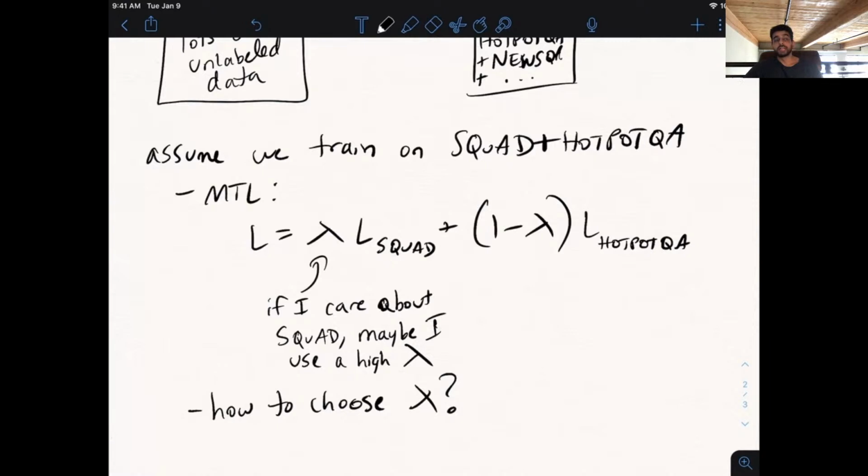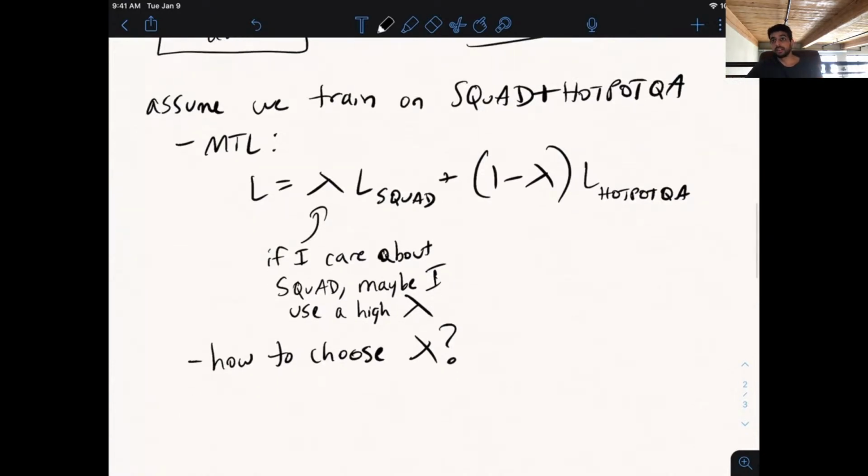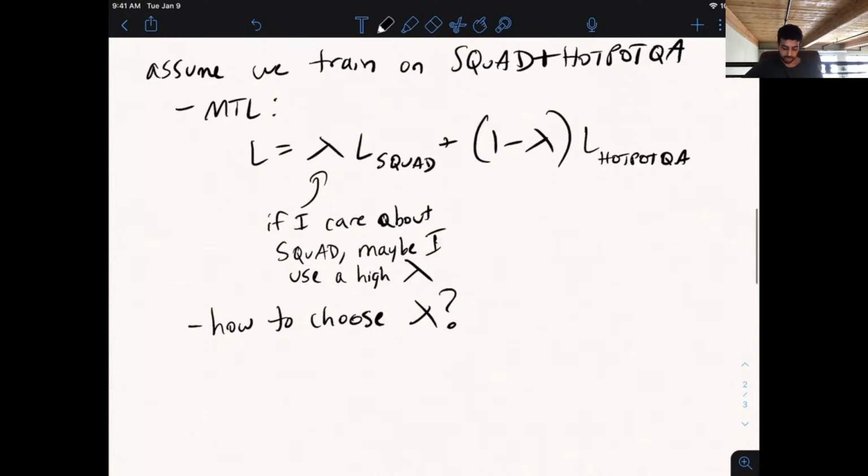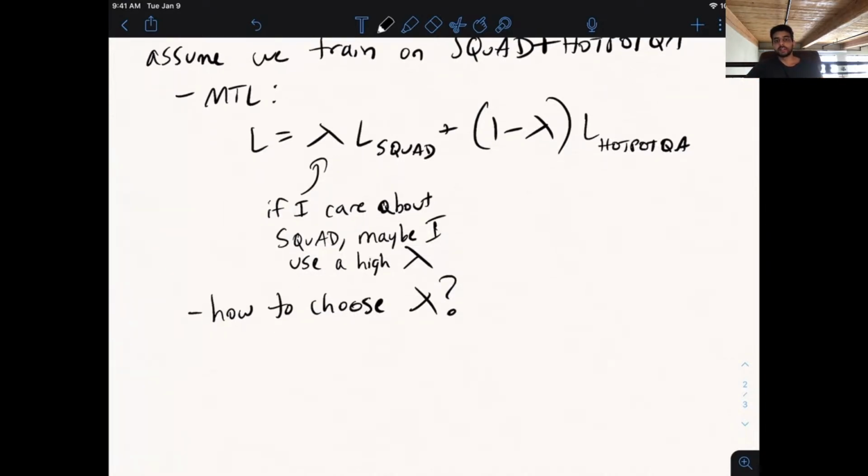So choosing the lambda is an art. You might want to adjust this lambda through training, to maybe start with focusing equally on both datasets, and then towards the end of training, focus more on SQuAD. You might want to learn the lambdas, so there are lots of methods proposed to deal with this. But in general, multitask learning is really hard to get right, and there haven't been many positive examples of it in NLP. So that motivates this other direction that we're going to be talking about today.